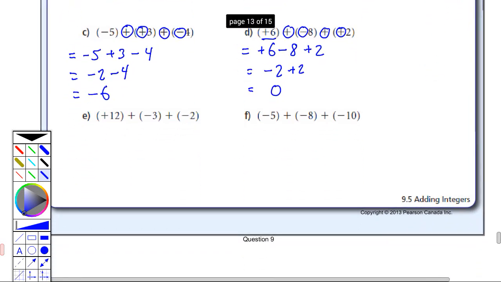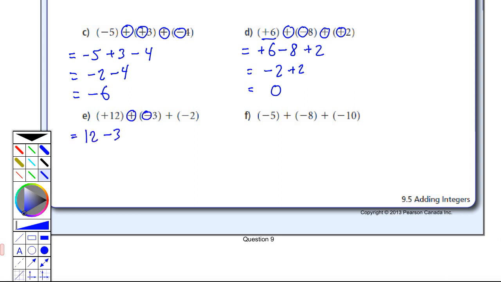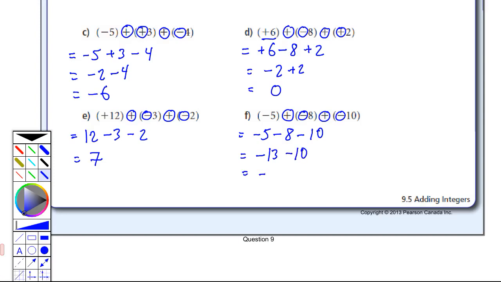Let's look at E. So E is 12. We have plus minus, so that's going to be minus 3. Then we have plus minus, so that'll be minus 2. So 12 minus 3 is 9. Minus 2 is 7. And F. Minus 5. Plus minus 8 turns into minus 8. Plus minus 10 turns into minus 10. So we're below 0 by 5. Then we're going to keep going another 8 below 0, so we'll be minus 13. And we still have to take off that additional 10. When we take off the additional 10, that's going to give us minus 23.